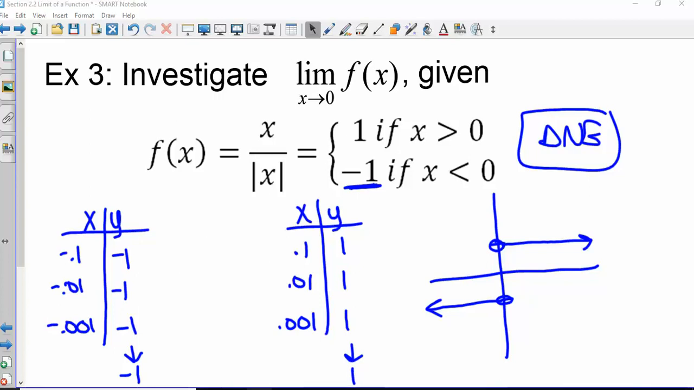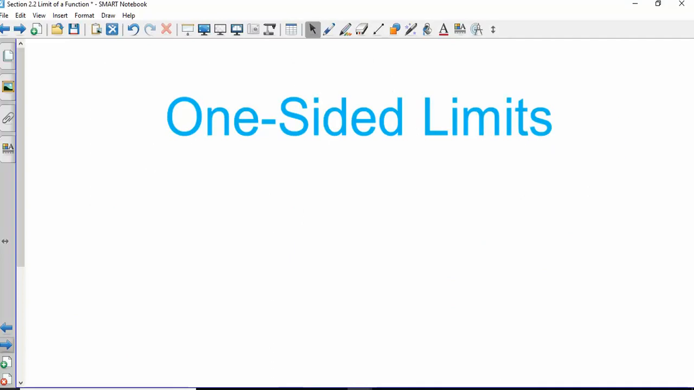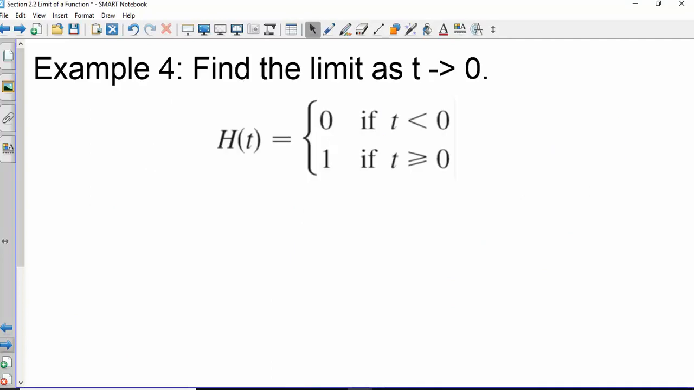Positive 1. If I only approached 0 from the left, I would have gotten negative 1. So those one-sided limits exist, but the two-sided did not. So let's look at this. If I ask you to find the limit as t approaches 0, so would this one exist?